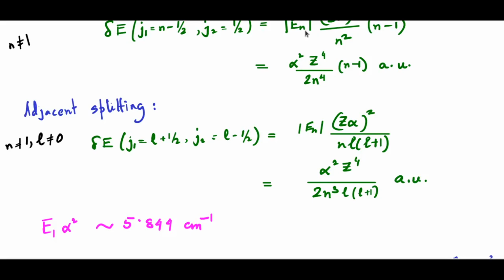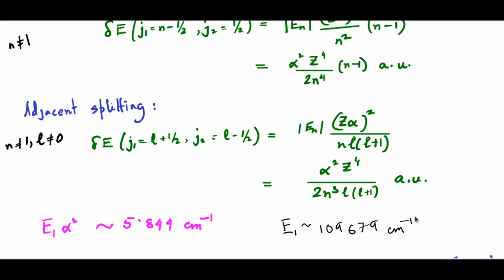In order to realize the order of magnitudes that we are talking about, it's important to talk about some numbers. Remember E1, the binding energy of the hydrogen atom, was 109,679 per centimeter.